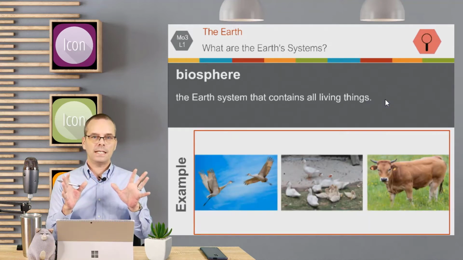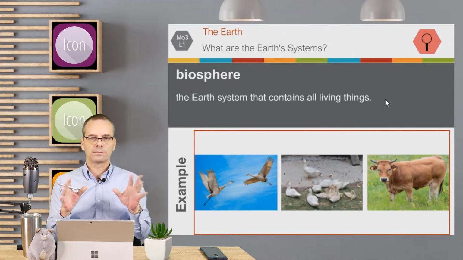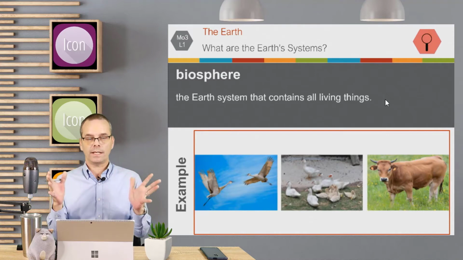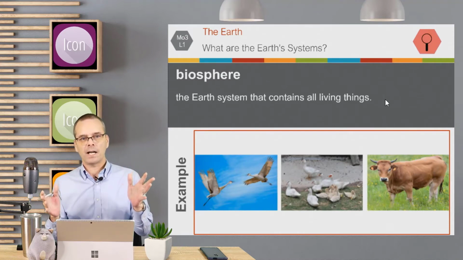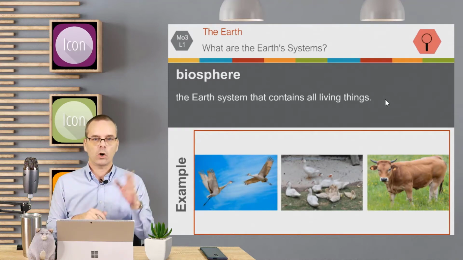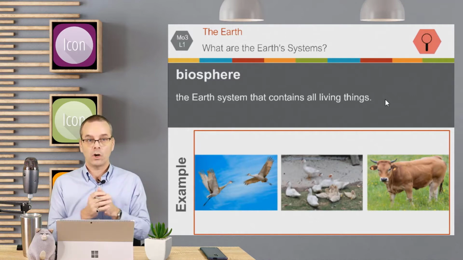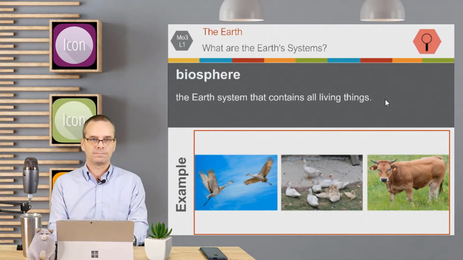Now, the first is biosphere. Biosphere is the Earth's system that contains all living things. So obviously the biosphere is very big. I mean, all the plants, all the animals, all the humans, it's all part of the biosphere.